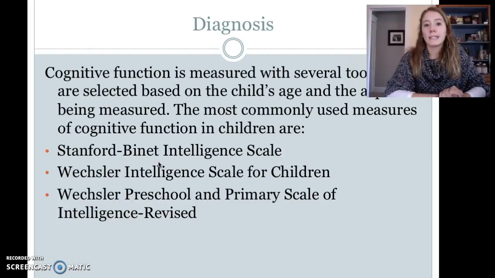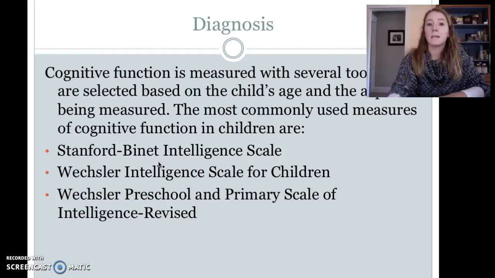So if you've taken an assessments class, you know that there are many different tools used to measure the cognitive functioning of children. The most common measures of cognitive functioning in children are the Stanford-Binet Intelligence Scale, the Wechsler Intelligence Scale for Children, and the Wechsler Preschool and Primary Scale of Intelligence Revised. These tools will be selected based on the child's age and the aspect that's being measured.